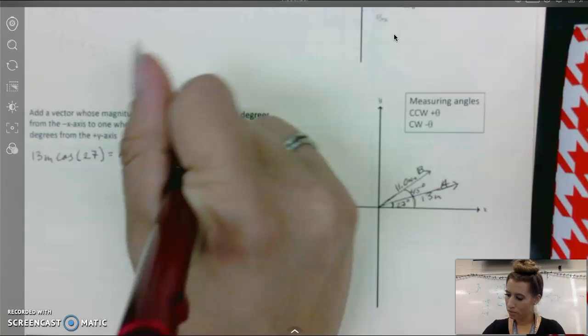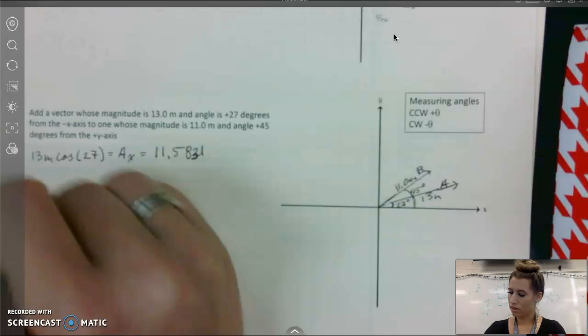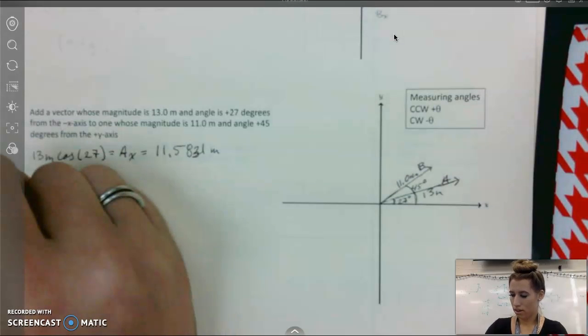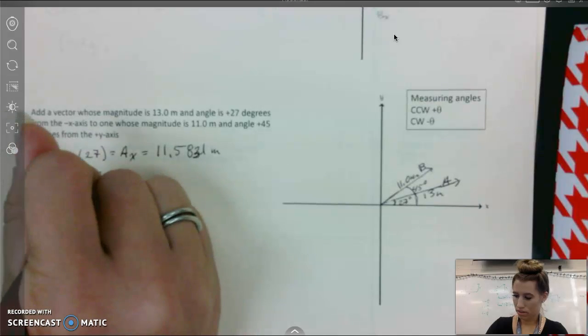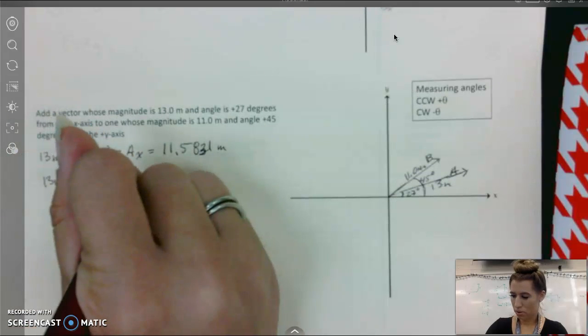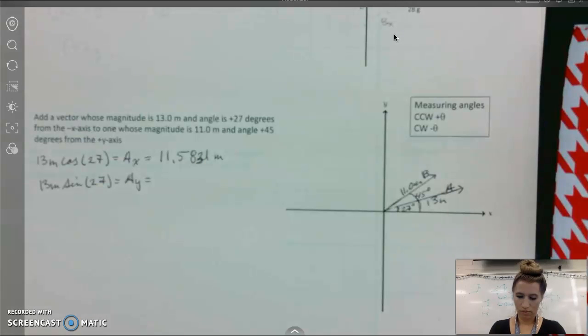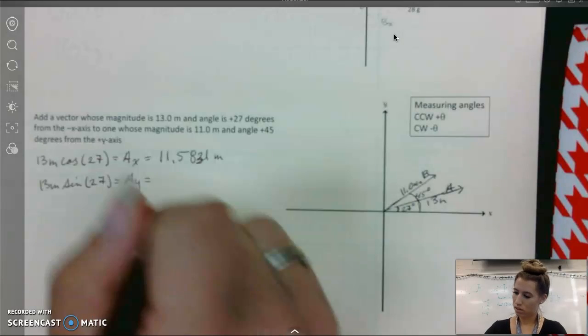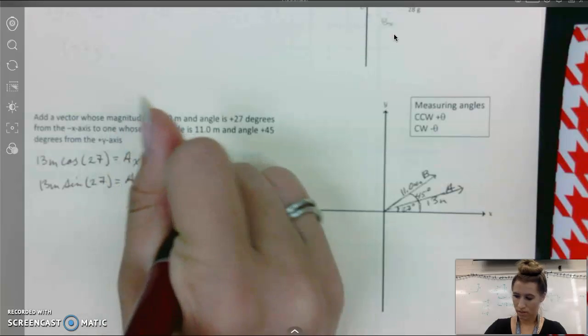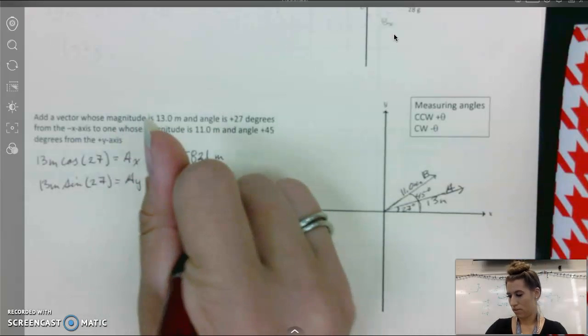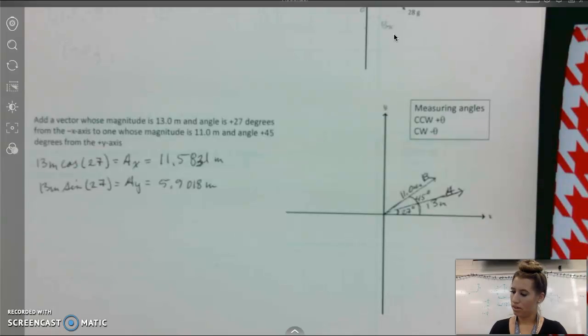is 11.5831. Okay, and then we have units of meters. And then 13 meters sine 27 would be a sub y. And that is 5.9018 meters. Okay, and now let's find b sub x and b sub y.